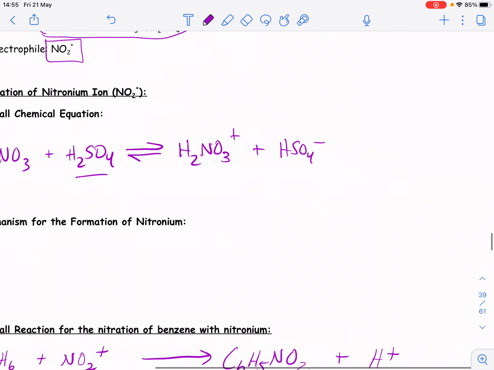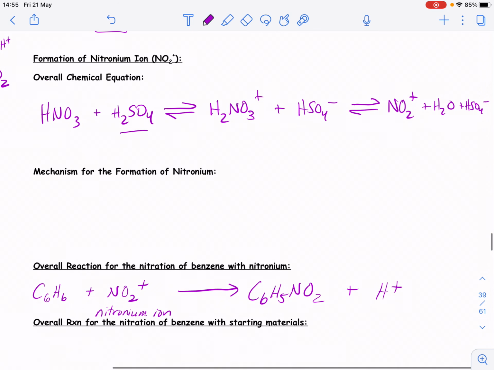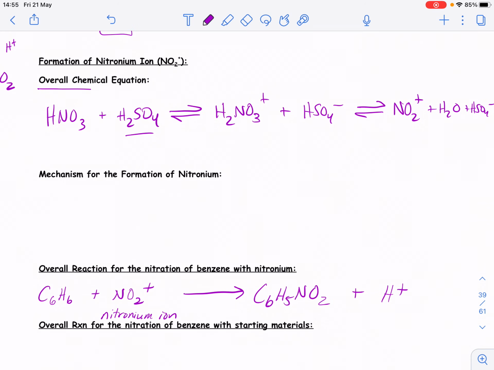So that's the first step. And then the H2NO3 plus can actually break down once it has that extra proton, that extra H, and it breaks down into the NO2 plus. And if you look at what's left over, there'd be two H's and an O. So that makes water. And the HSO4 minus stays as HSO4 minus. So this is how NO2 plus, this electrophile, gets created. And I have seen on the IB exam them asking for you to show the formation of the nitronium ion with chemical equations like this.